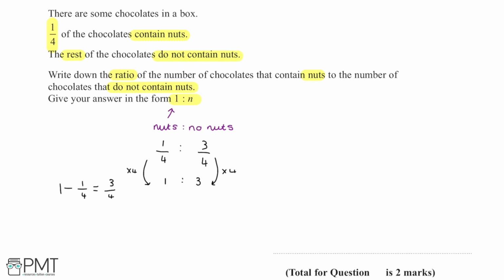So now we have a ratio of nuts to no nuts, which is what we're asked for in the question. And for every 1 nut, there are going to be 3 no nuts. And that gives us a value for n, which is 3 in this case. So n is equal to 3. So the ratio here is 1 to 3.